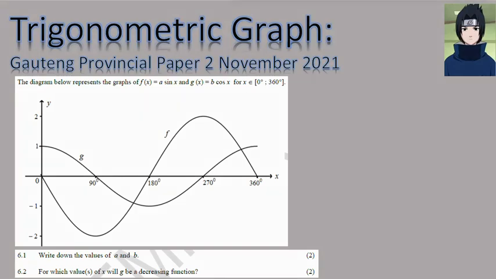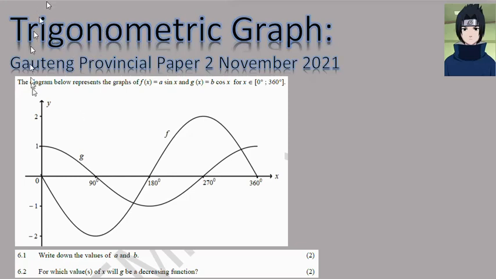In this video, this is the third video in our revision series that we are making for the November paper 2, grade 10. Now this is a trigonometric graph question. I took this from a Gauteng provincial paper that was written in 2021. So let's get to it.